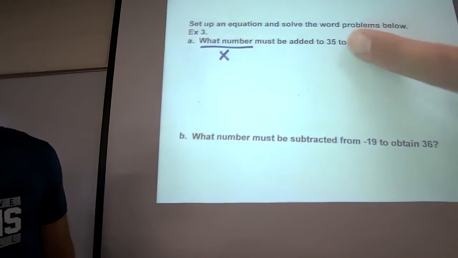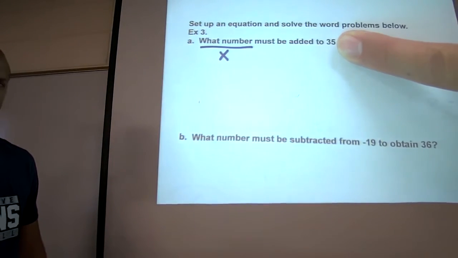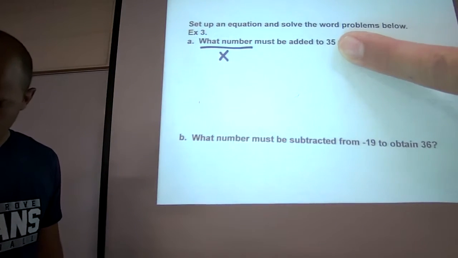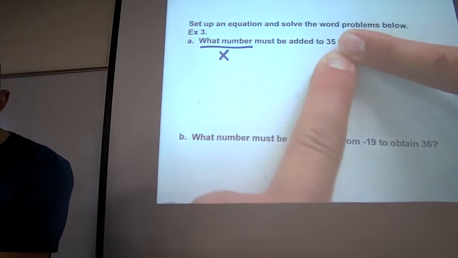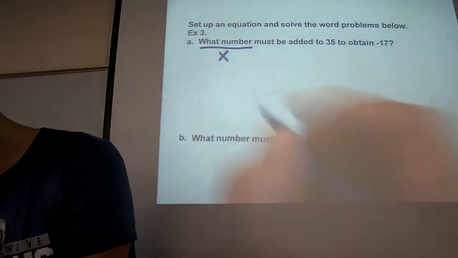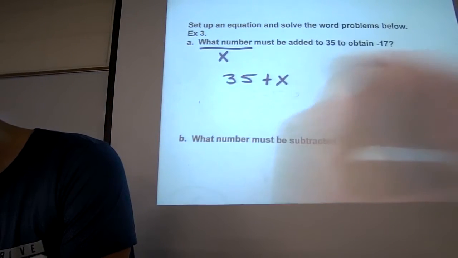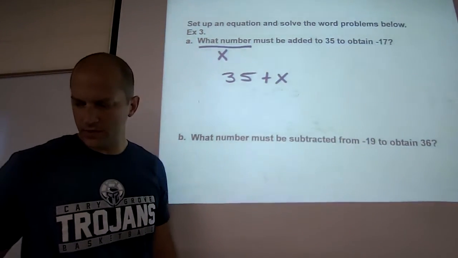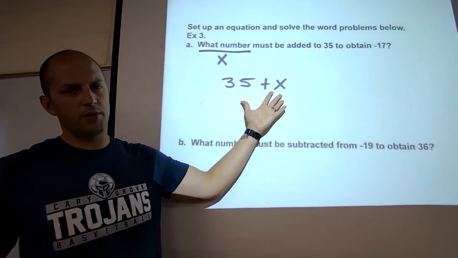So let's cover this up. What number must be added to 35? That's where we just kind of worked on the last page. Okay? We're taking this number and we're adding it to that. So this is where I'm starting. I'm starting with 35. What number must be added to 35? So I wrote it 35 plus x.